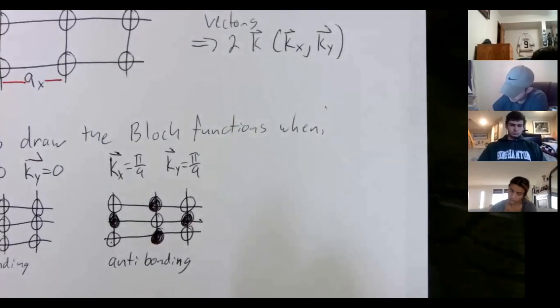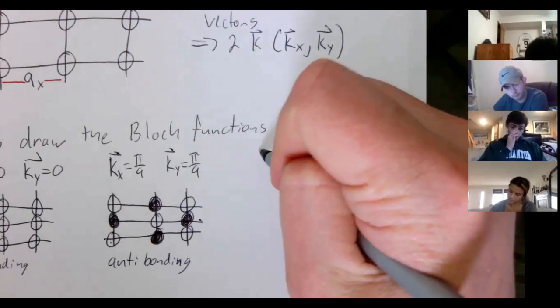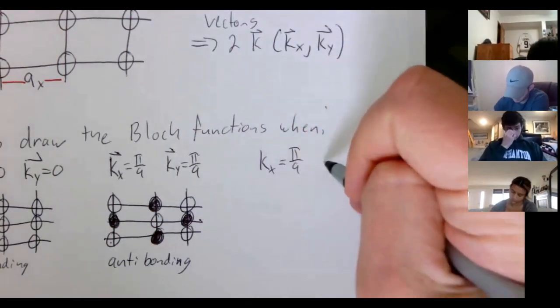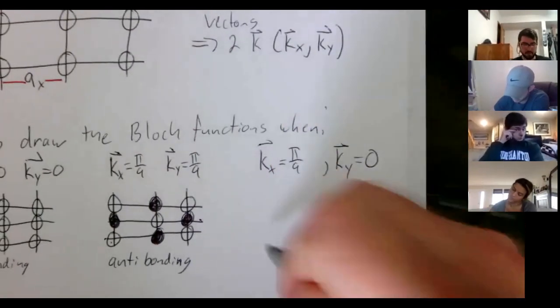Now let's consider a couple more. Let's do when kx is equal to pi over a and ky is equal to 0.